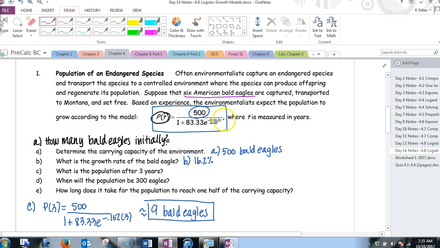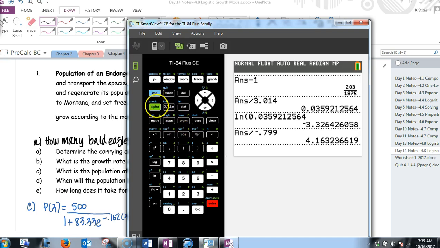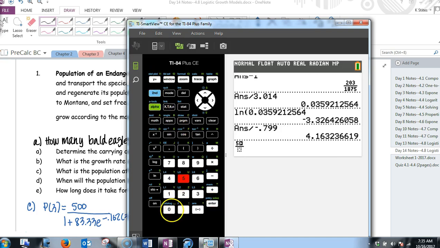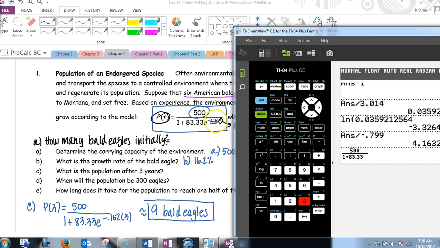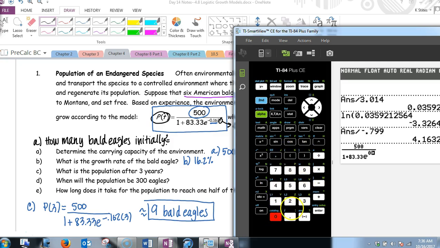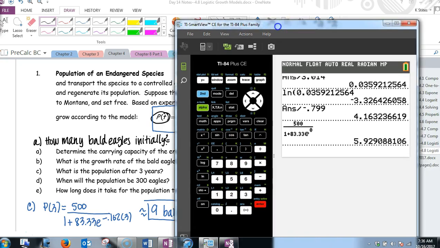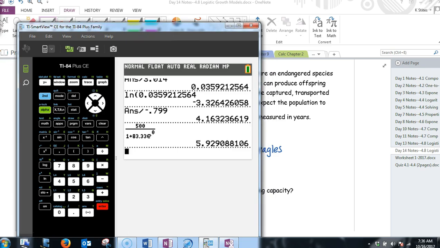All you would have to do is initially, meaning t is 0. So if you go to your calculator and you type in that formula, 500 over 1 plus 83.33, when I plug in a 0 to that, it's just e to the 0, which really you wouldn't even need because that's just going to become a 1. But if you look, you get this. This is technically, I would say, 5 bald eagles. They rounded it to 6, but there you go. That's how you would find the initial number of bald eagles if it was asked of you. Okay, that's it. Now you're going to go on to the next problem.